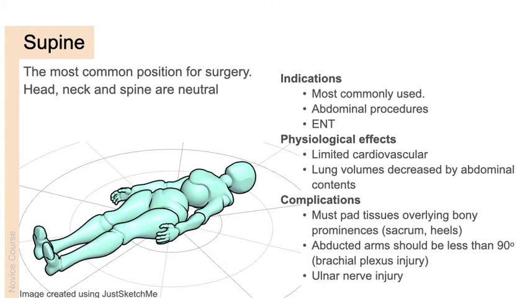There are some complications, so you have to pad any tissues overlying bony prominences, like the sacrum and the heels. If arms are abducted, then it should be to less than 90 degrees to avoid a brachial plexus injury. And you have to think about the ulnar nerve injury, so think about what's going on at the elbows.